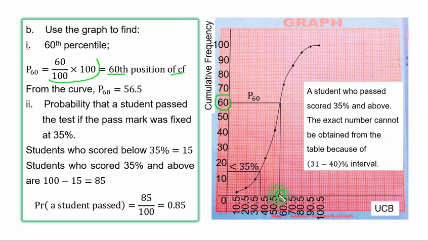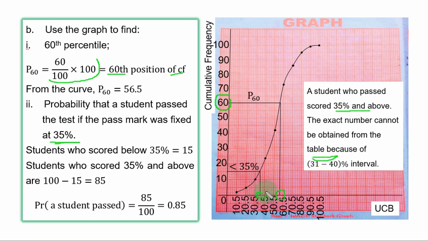Two, we should find the probability that a student passed the test if the pass mark was fixed at 35%. Now let's come here. A student who passed scored 35% and above. The exact number cannot be obtained from the table because of this class interval. Those that scored 31 to 40 are in that place, and we need 35 and above. You have to obtain that number from the graph.